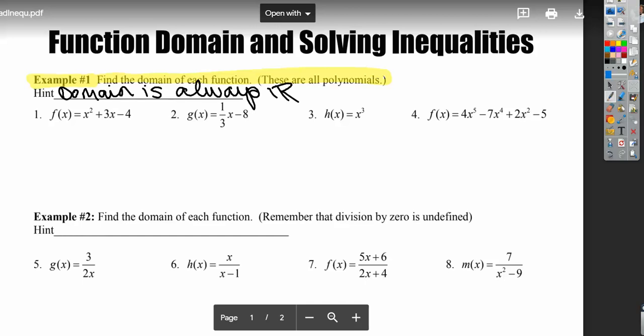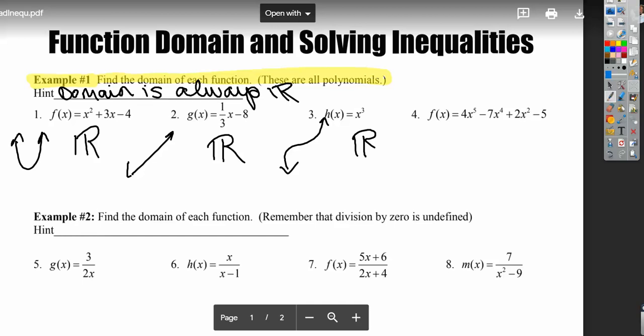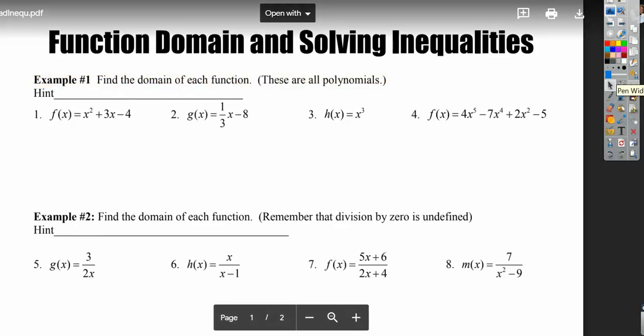Notice number 1 is a parabola because it's x squared, which looks like this. And so my domain is all real numbers, or negative infinity to infinity. Number 2 graphs a line. Again, that's a polynomial, it's all real numbers. Number 3 is a cubic function that looks like this. If you just roughly sketch it, again, my domain is all real numbers because it's a polynomial. Number 4 is a polynomial, and my domain is all real numbers.